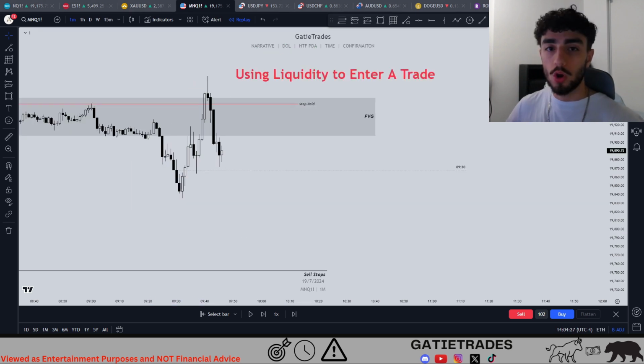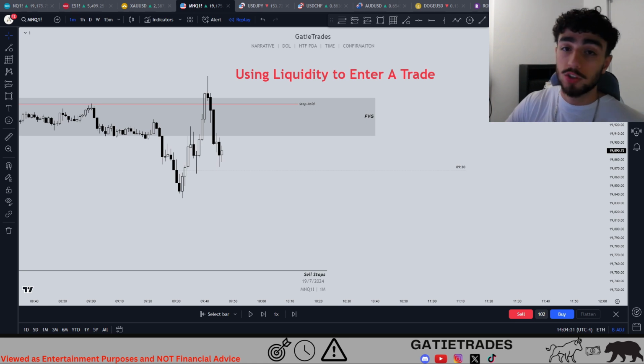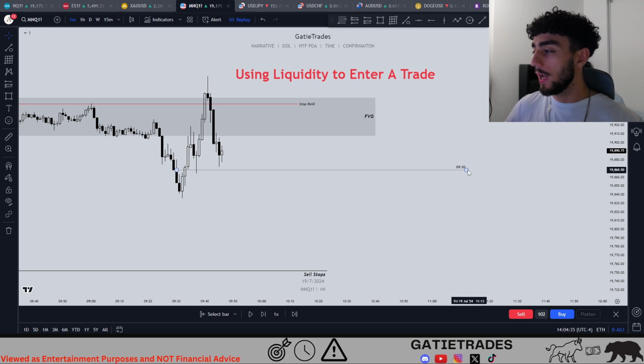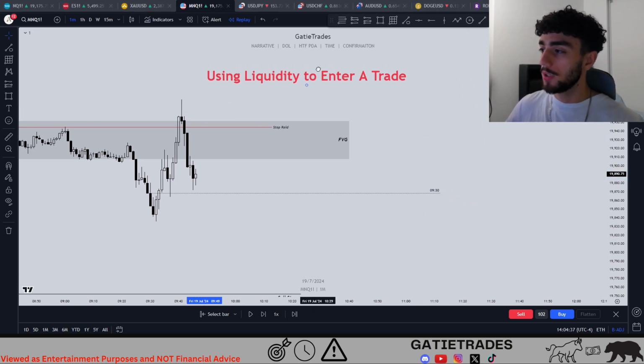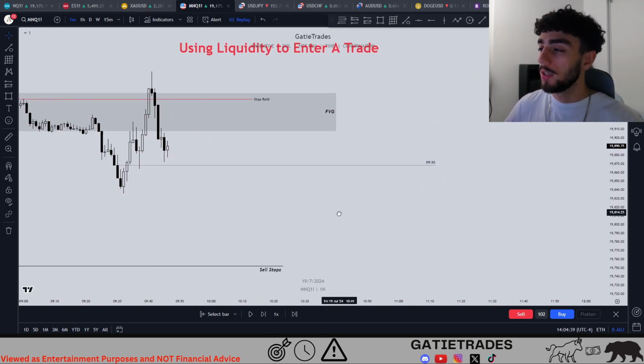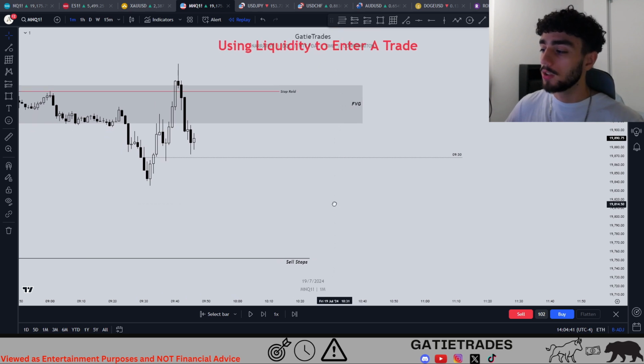All right, and the final way I use liquidity in my trading is to actually enter a trade, as well as some time-based ideas. So what do we have here? The exact same example. I'm going to show you guys how I actually entered this trade and how you could have potentially entered this trade using the same idea.